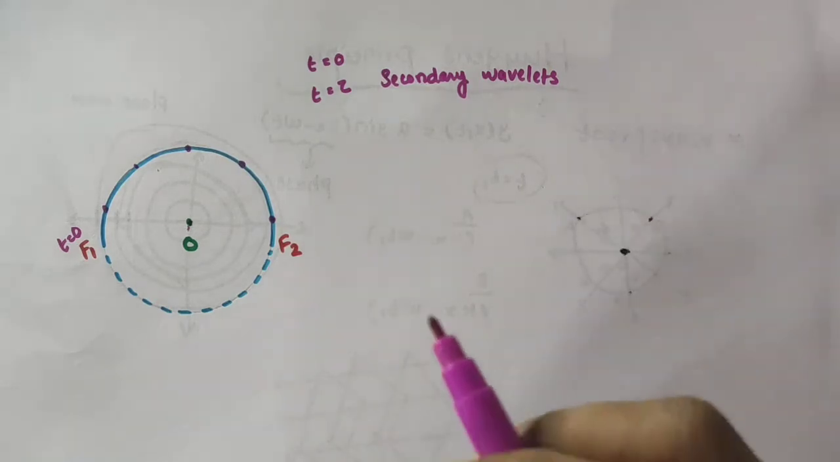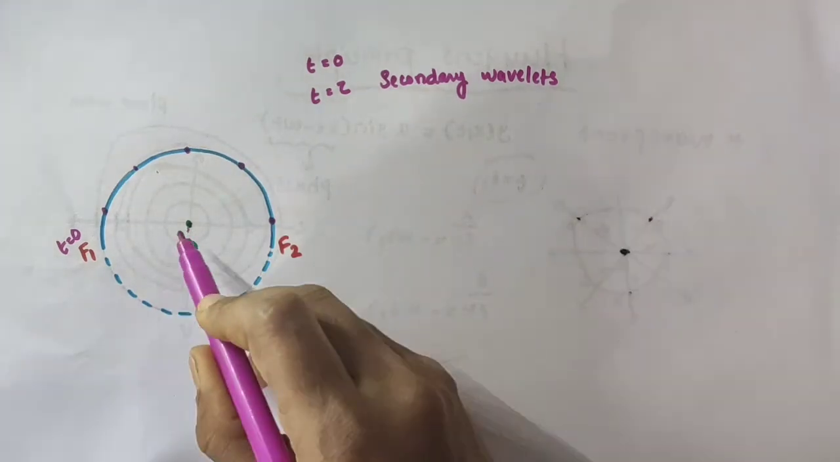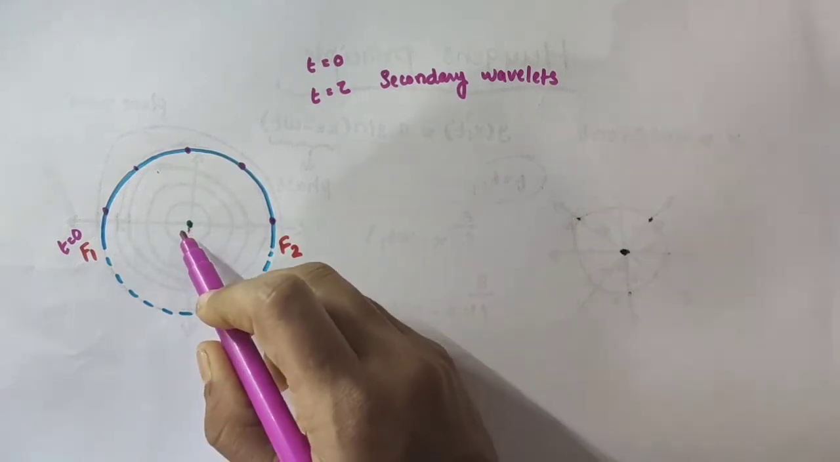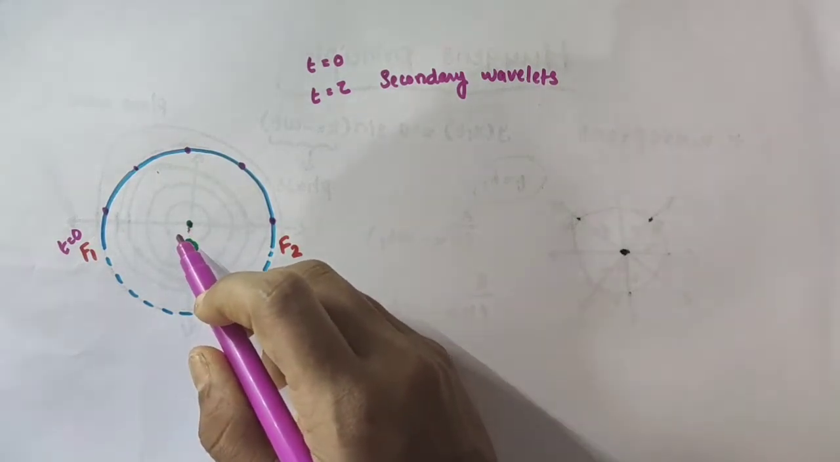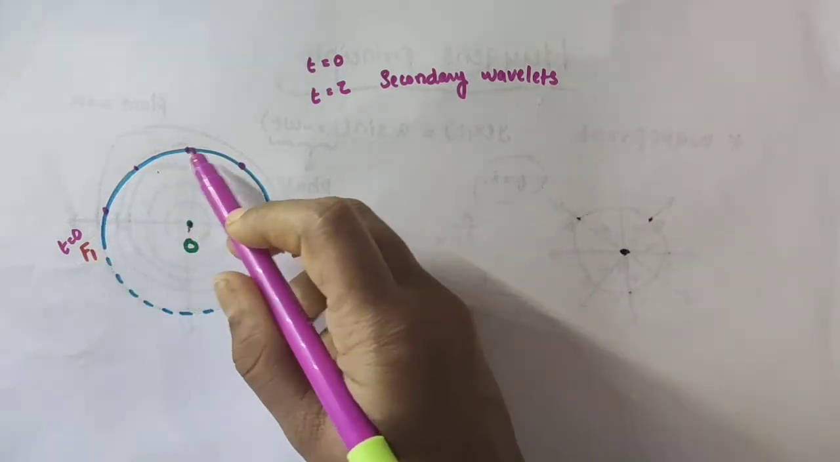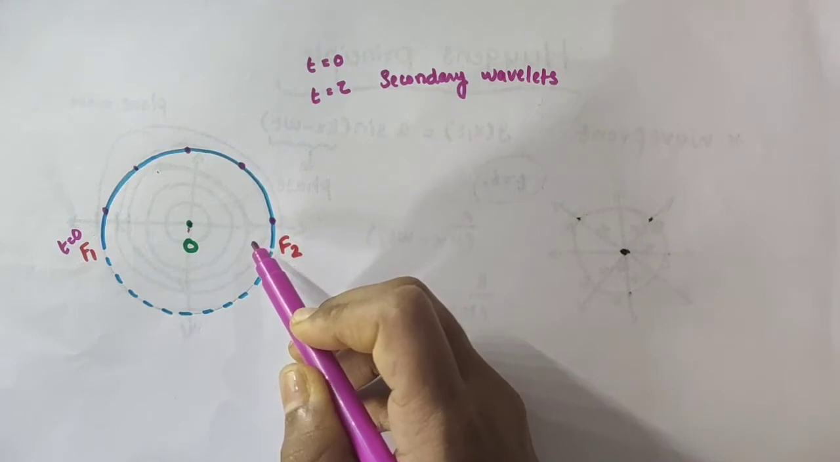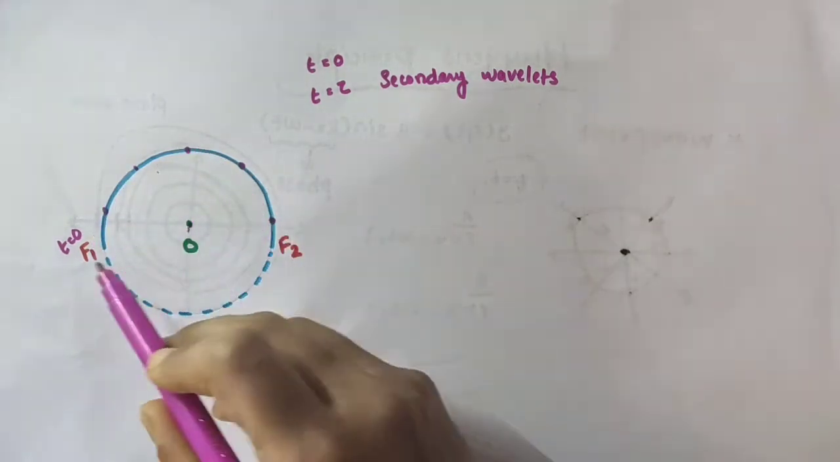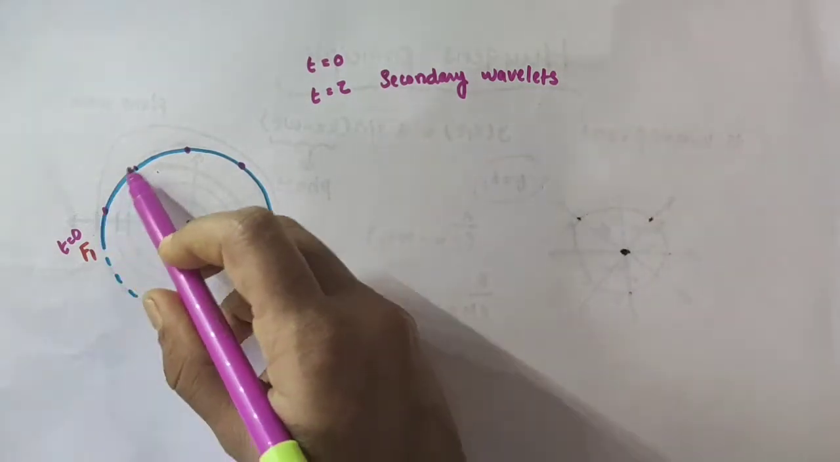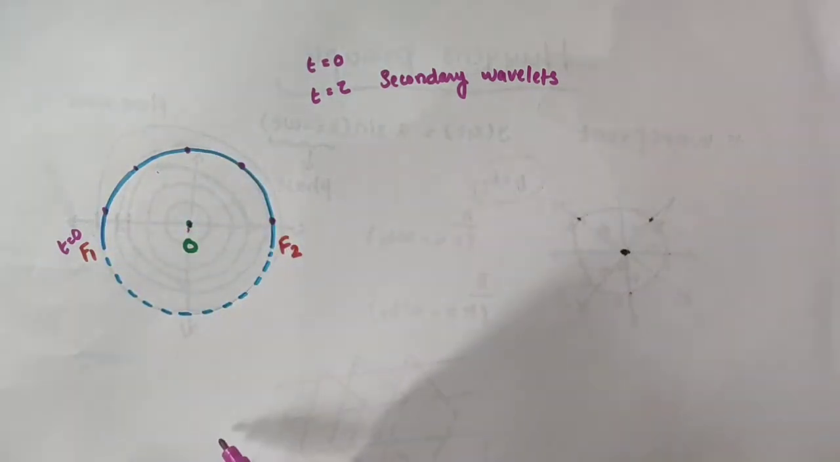Don't get confused, let me explain. This O is a point source. I'm just naming it as a primary source, the primary source of the wave. And here we are getting a spherical wavefront. We have just taken only a portion F1, F2 of the spherical wavefront. The rest is here, but we have taken only this much portion of that spherical wavefront.